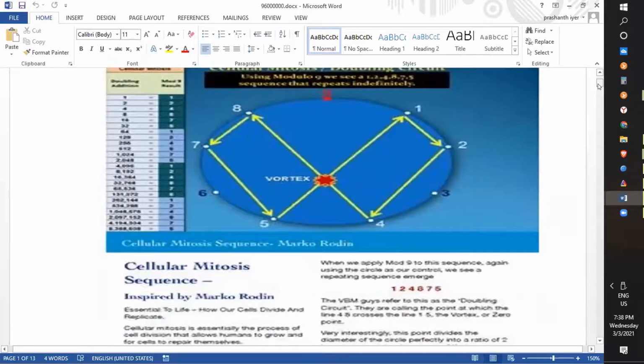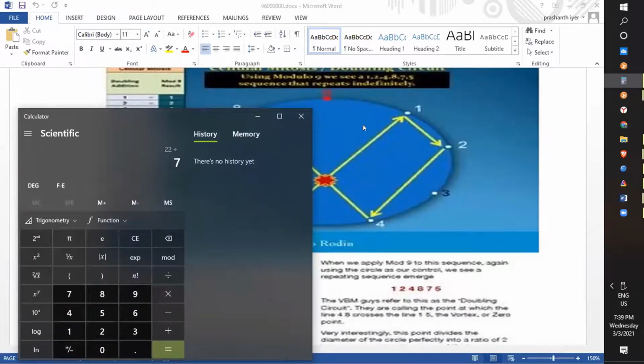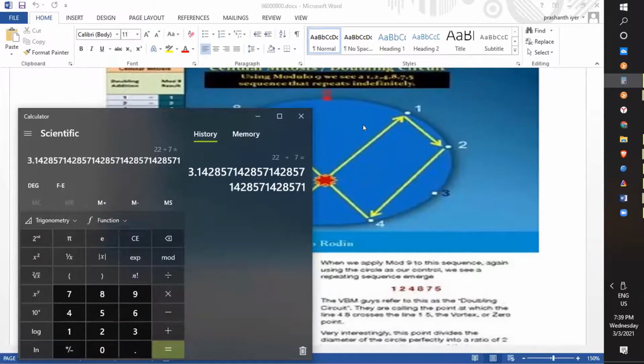So let's say you keep adding one, keep doubling it, right? 1, 2, 4, 8. The number keeps repeating. So let's say 22 by 7. You know what is pi, right? Do you see a similarity? 142, 857. 142, 857. Any number divided by 7.